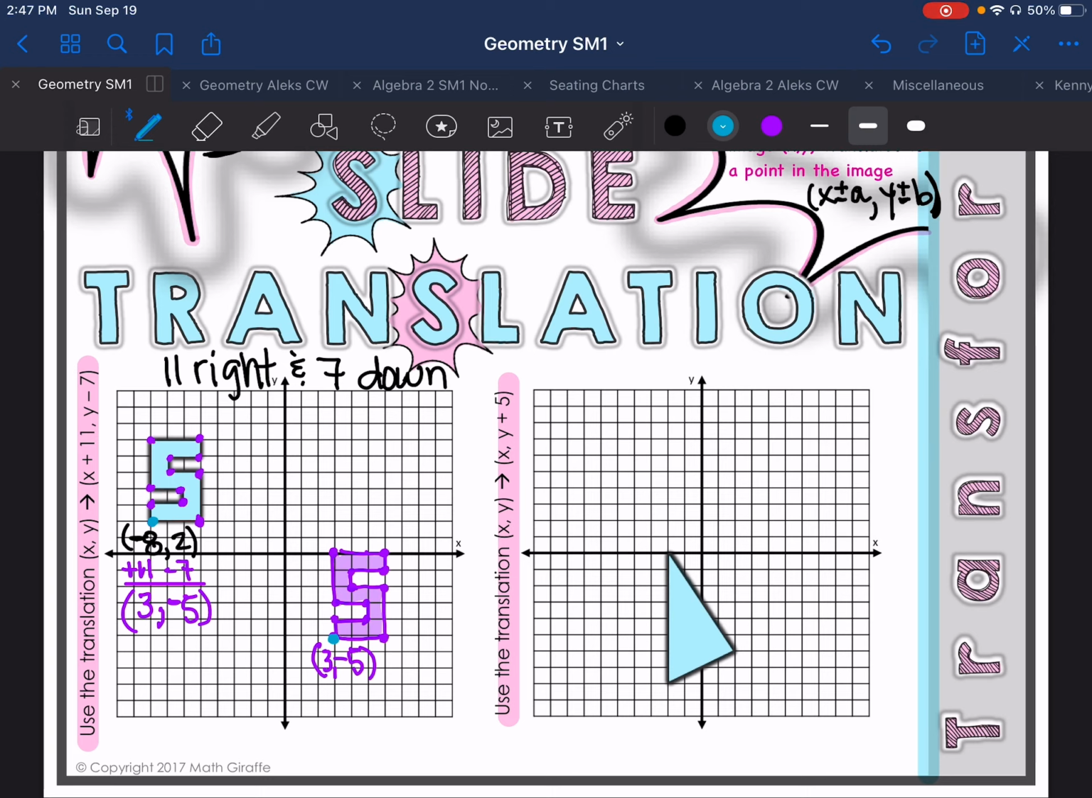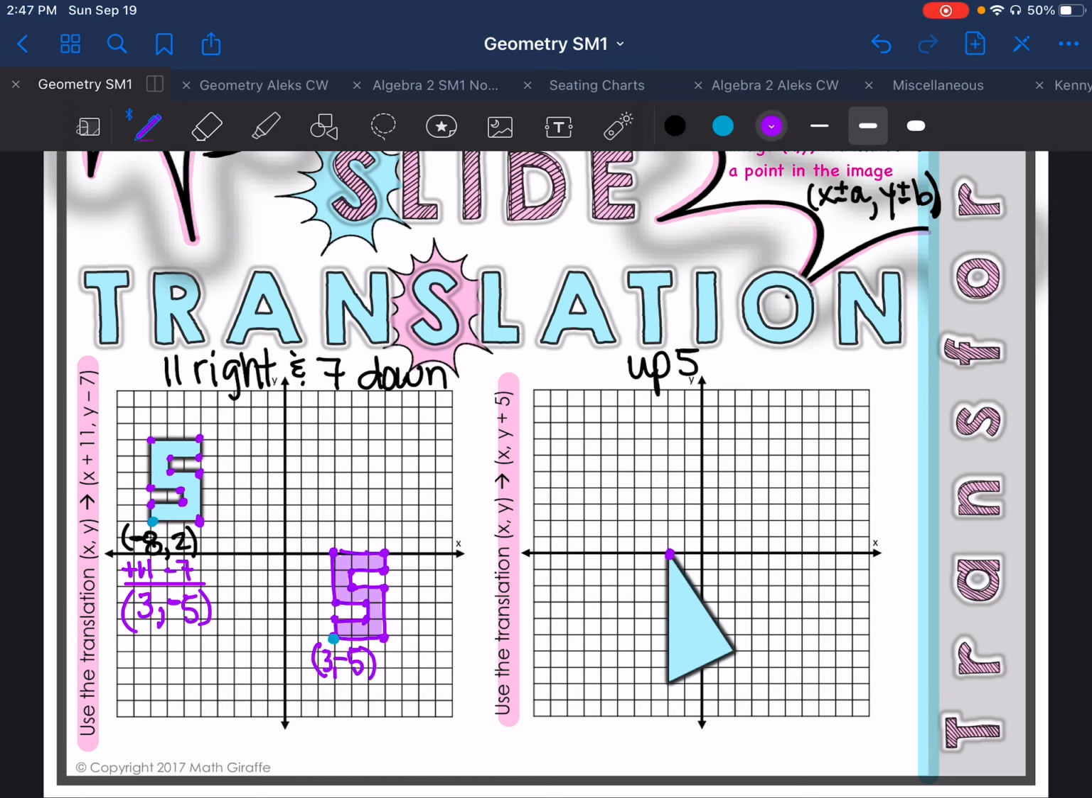All right, the last one, use the translation (x, y) goes to (x, y + 5). Notice the x is going to stay the same, but the y is going to add 5. So basically this one is just going to go up 5. This one is simply just going to go up 5 each point.